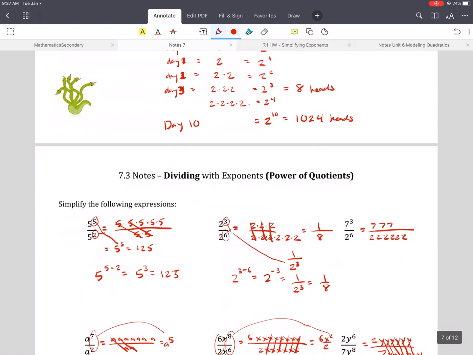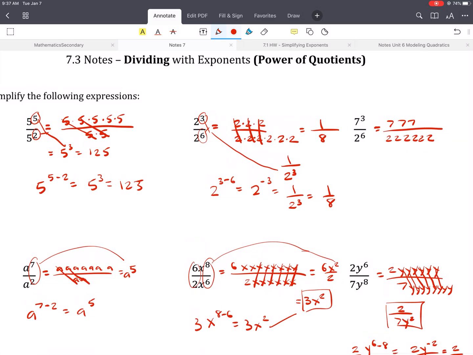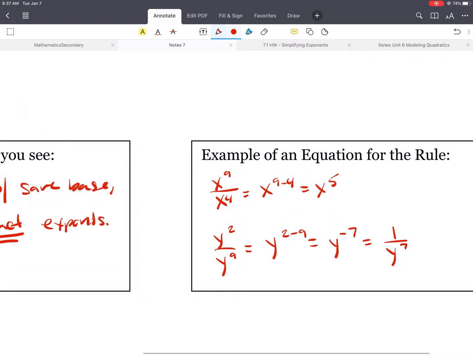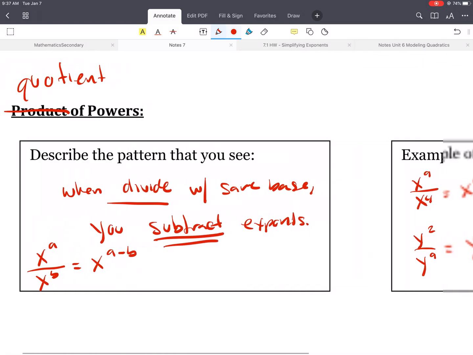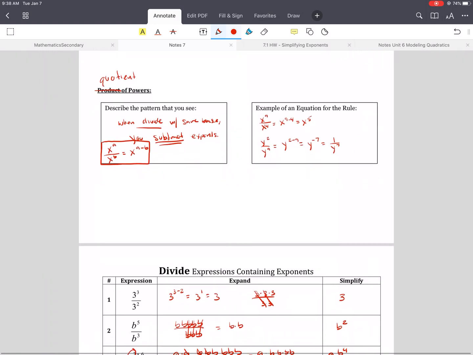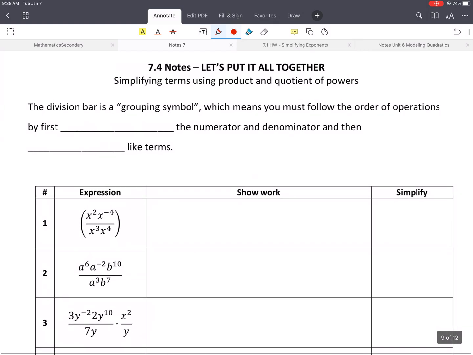And then in our next lesson we talked about when we divide expressions with exponents. And the key for that, I wrote it right here, is that when we are dividing expressions that have the same base, we subtract their exponents. Right? So we covered all of that information. Now we're going to bring it all together.